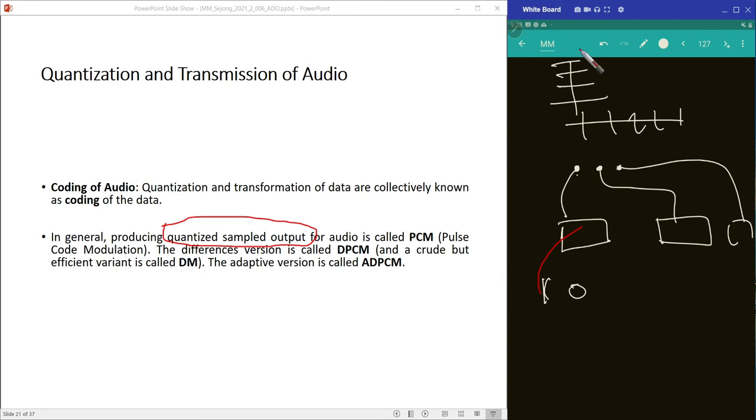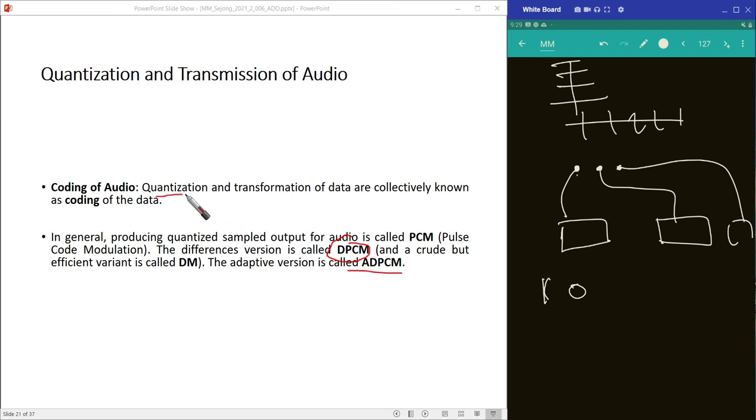So when you do this sampling and quantization, you produce the quantized sample output for an audio signal, and that is called pulse code modulation. The differential version of that is called differential pulse code modulation, and we will see it in our next part. There is also an adaptive version, ADPCM. We will not study this one, and you don't need to know these things.